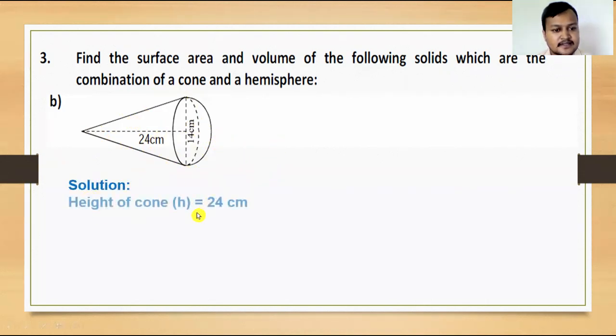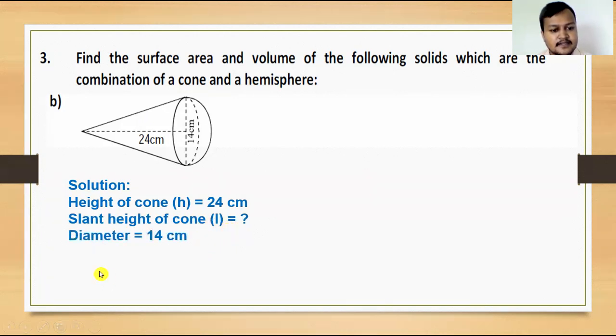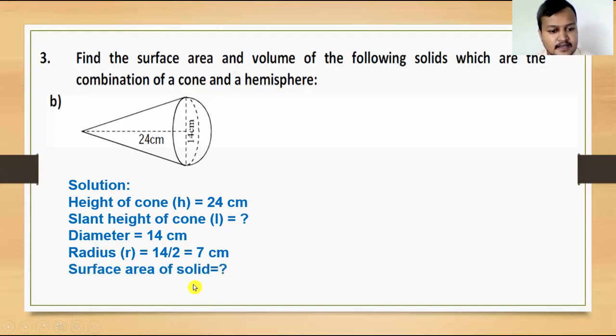So let's write the given things at first. Height of cone is given to us, that is 24 centimeter. Slant height of cone is not given. Diameter is given, so divided by 2. 14 divided by 2 is 7. This is the radius of this hemisphere as well as cone. The radius of the cone and the hemisphere is 7 centimeter. And surface area of the solid is asked as well as volume is asked.